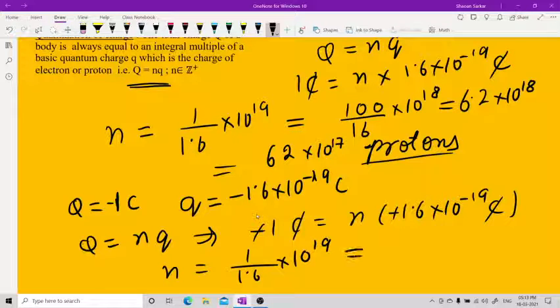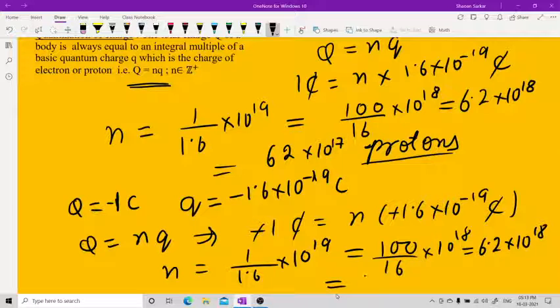And this comes out to be around 100 upon 16 into 10 to the power of 18, the same way as I have done it. And this is 6.2 into 10 to the power of 18, and this is nothing but 62 into 10 to the power of 17 electrons. It will be now electrons.